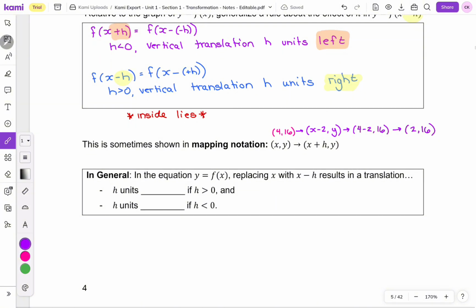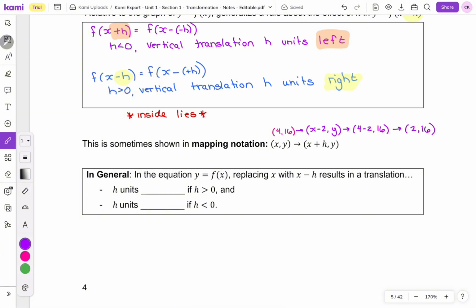So again, in the equation y equals f of x, if I replace x with x minus h, it results in a translation of h units right if h is positive, and left if h is negative. But remember, it lies. So when it looks like it's positive, it's going to look like f of x minus h. And this one's going to look like f of x plus h.